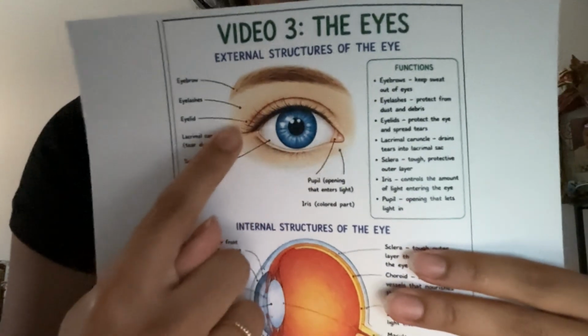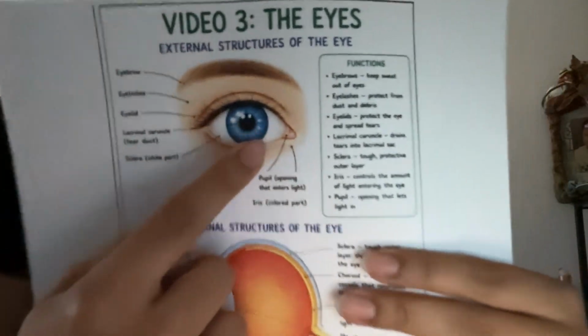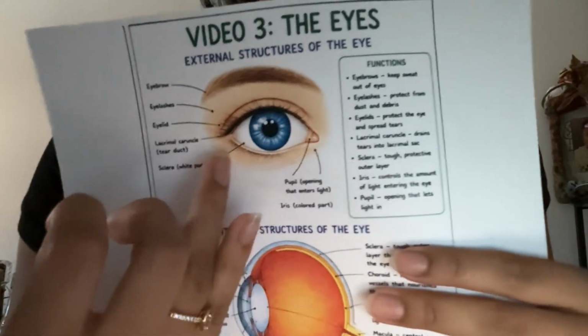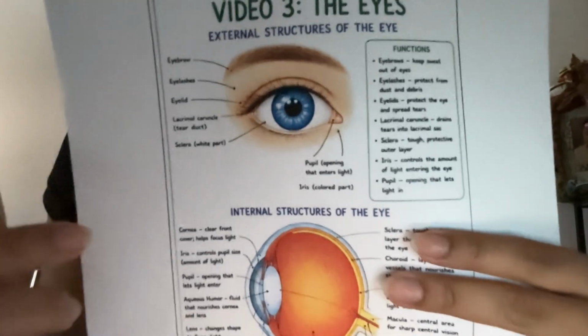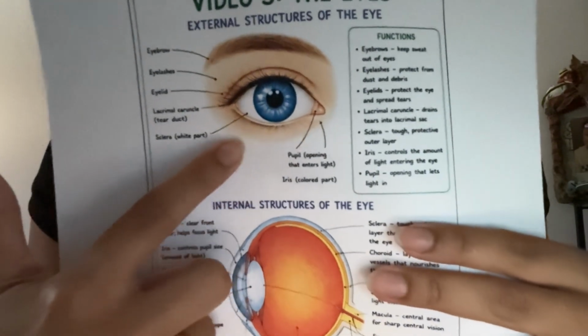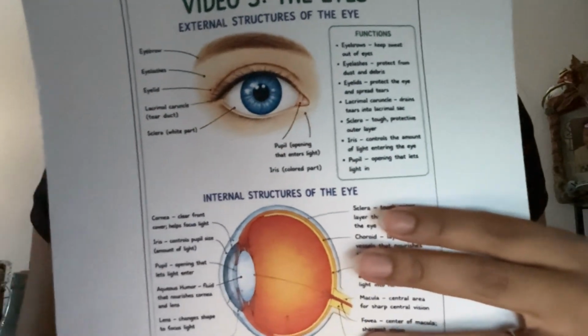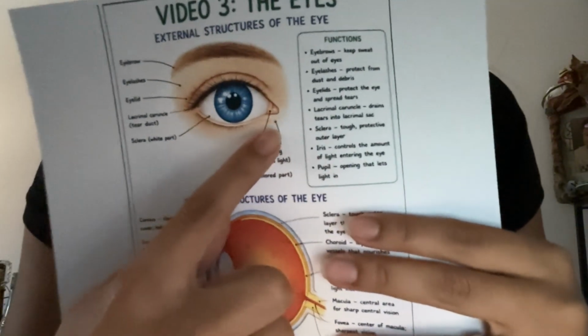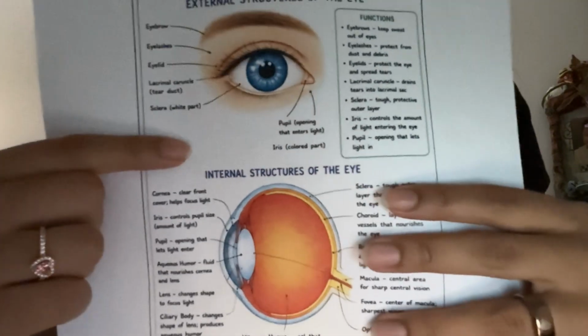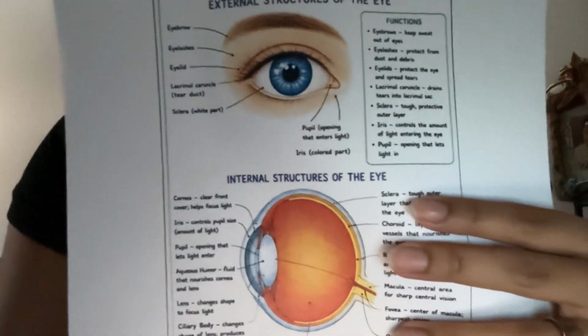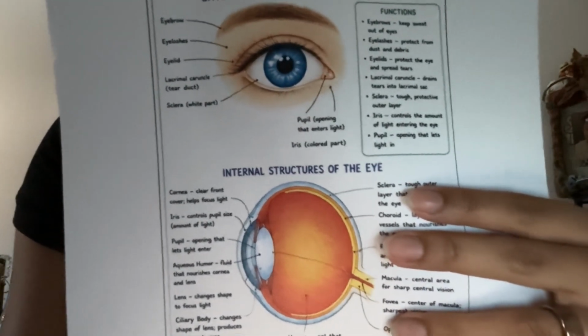We have obviously the eyebrows, which help protect us from sweat entering our eyes. Then we have our eyelashes, which protect our eyes from dust or any dangerous things that might go in. Then we have our eyelids, which protect the eye and spread tears across the surface. We have the lacrimal caruncle, which helps drain tears. We also have the sclera, which is a white outer layer that protects the eye.